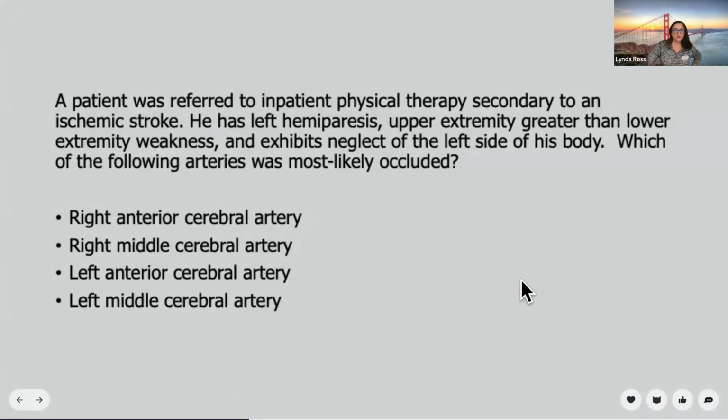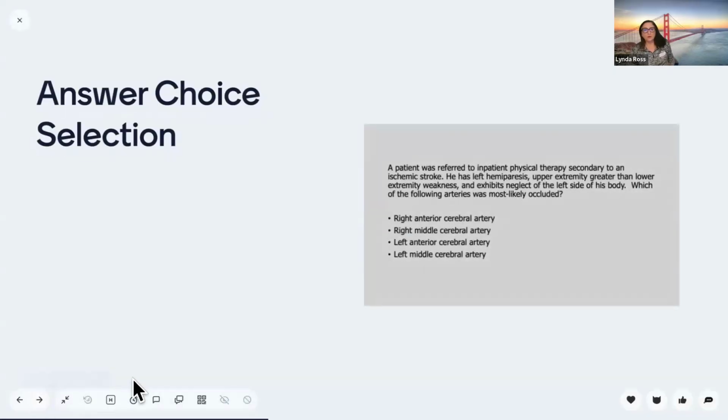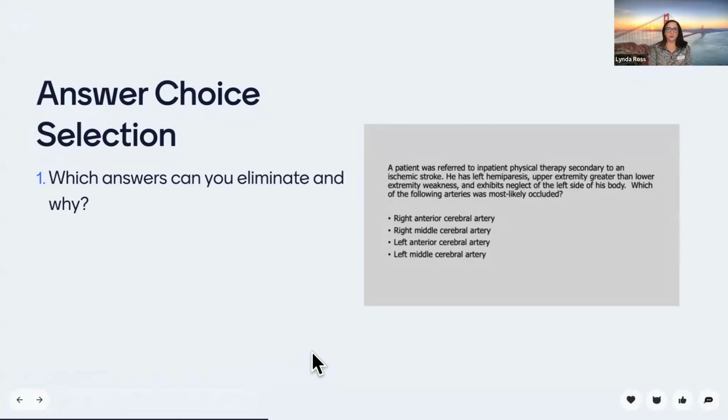So here we can see the answers. And on the next slide, I'll give you a few seconds for this, but it'll be on the next slide too. Answer choice selection. So let's go through this process. It should be fairly quick because you already have those concepts in your mind. So in the comments, which answers can you eliminate and why?